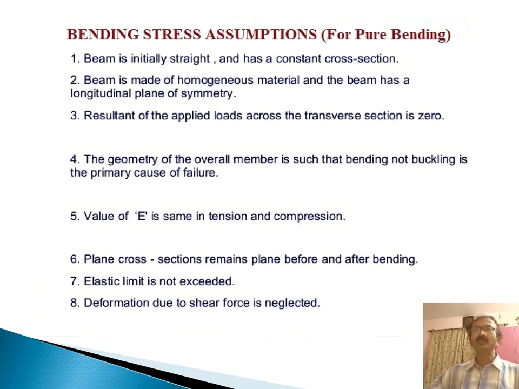Number two, the beam is made of homogeneous material and has a longitudinal plane of symmetry. Number three, the resultant of applied loads across the transverse section is zero. Number four, the geometry of the overall member is such that bending, not buckling, is the primary cause of failure. Number five, the value of E, that is the modulus of elasticity, is the same in tension as well as in compression.